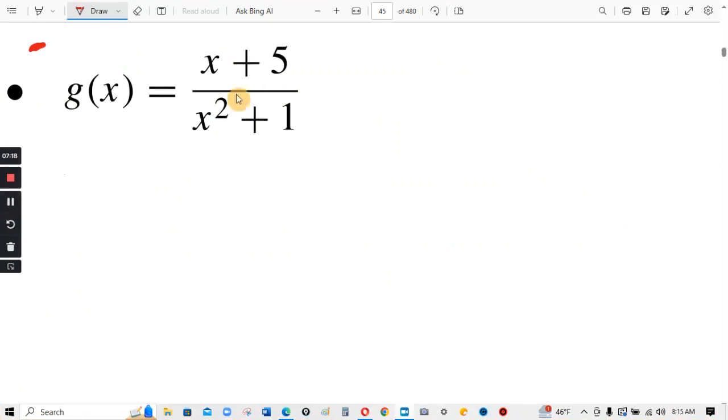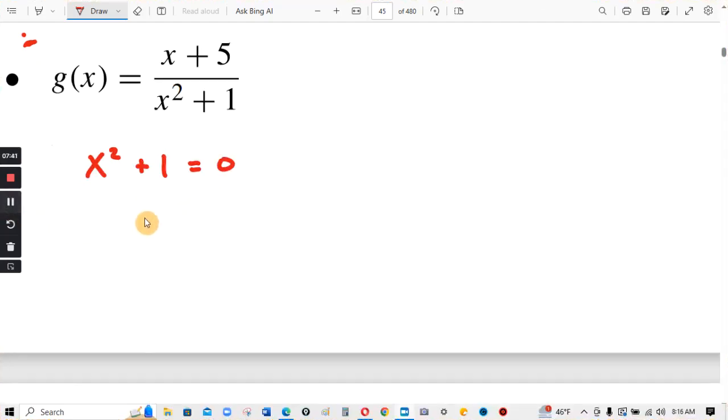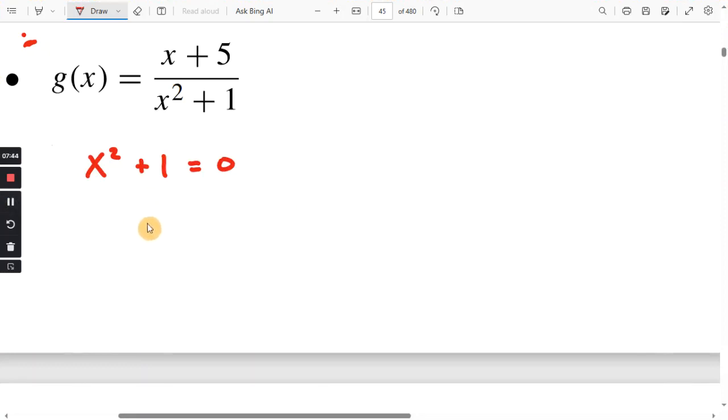All right, please pause and think about this one for a minute. See if there's anything that would make the denominator equal to 0. Okay, so if you think about it, this will never be 0 with x being a real number. If you set the denominator x squared plus 1 equal to 0, and you subtract 1 from both sides, you'll have x squared equals negative 1. And if you took the square root of both sides, you'd have the square root of a negative number. And that would go into imaginary numbers.